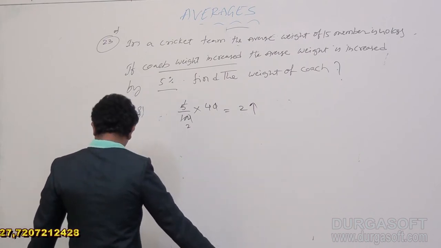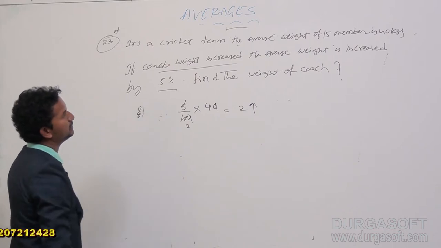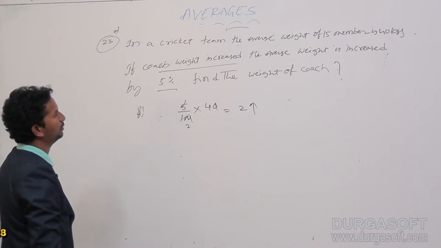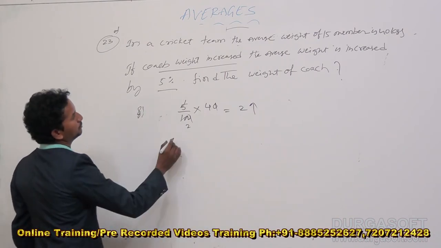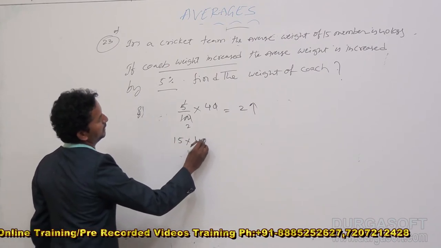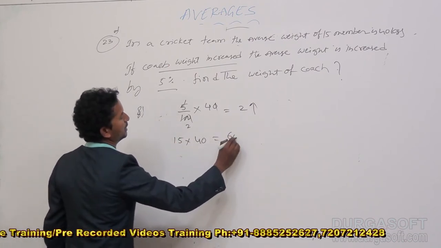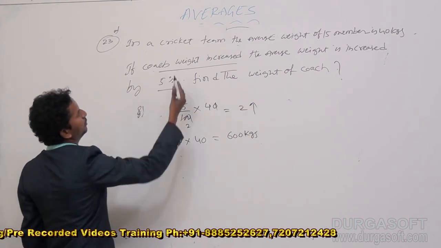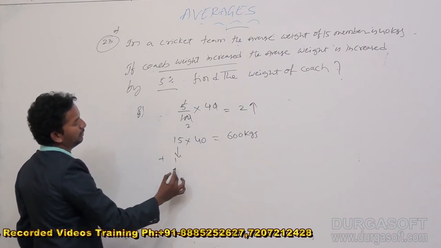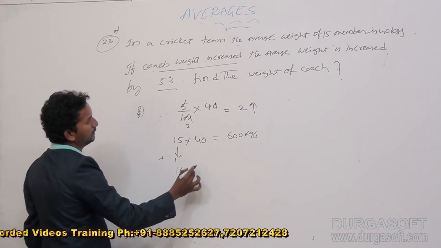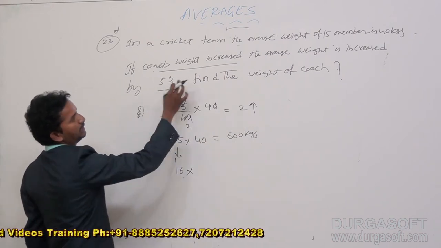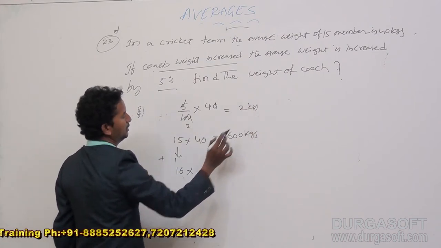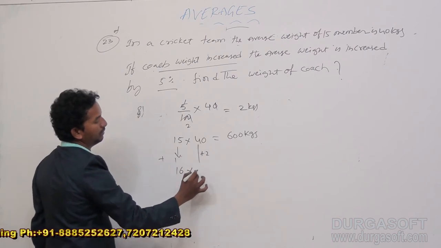Previously, the average weight of 50 members is 40 kgs. When the coach is included, the average increases by 5%. 50 members into 40 kgs is 2000 kgs. When the coach is included, the members become 51, and 5% of 40 kgs is 2 kgs, so the new average is 40 plus 2, which is 42 kgs.